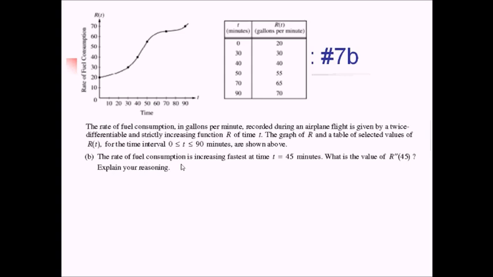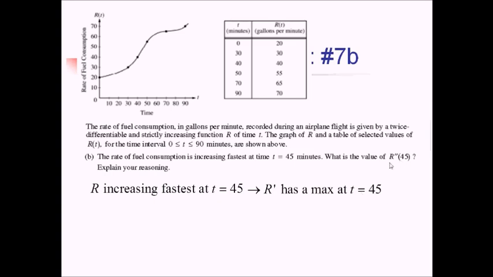They're telling us our rate of fuel consumption, namely r, is increasing fastest at 45 minutes. Well, what does it mean if it's increasing fastest? That means that its derivative, r prime, reaches a max value at 45 minutes. Well, what does that mean about r double prime? Since 45 is not an endpoint, this max can only be caused by some kind of critical value for r double prime. So r double prime has got to be either 0 or does not exist at time 45. Well, can we rule out either of these possibilities?